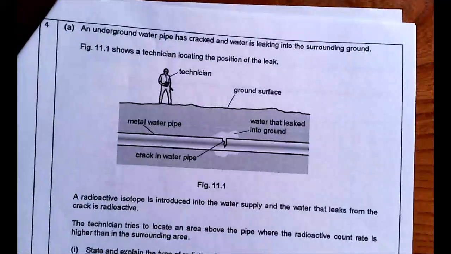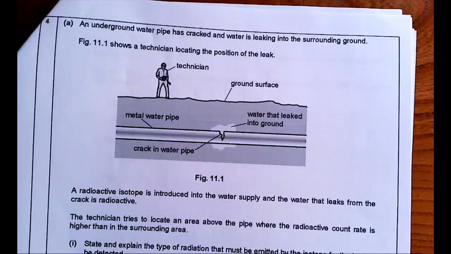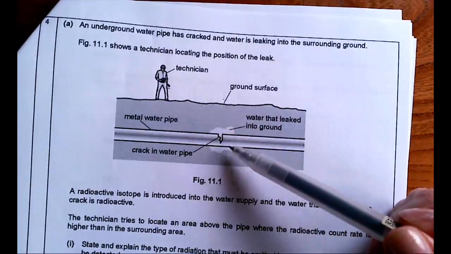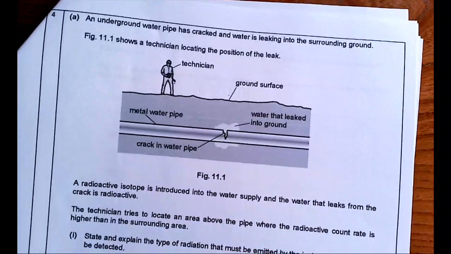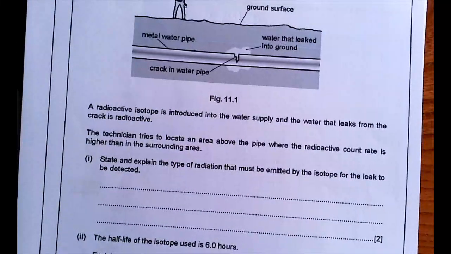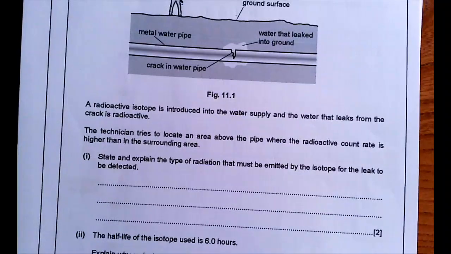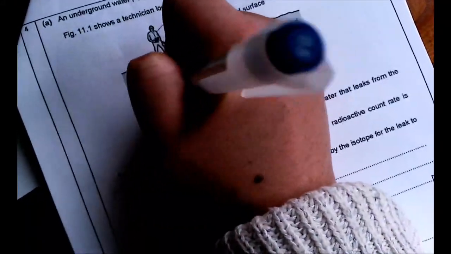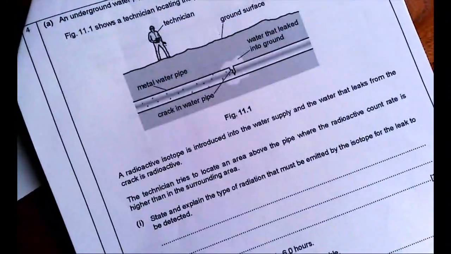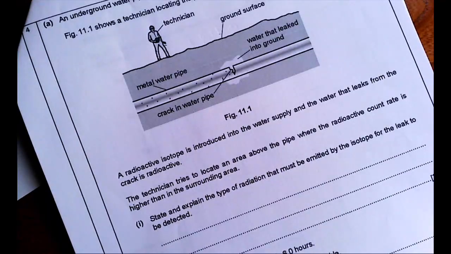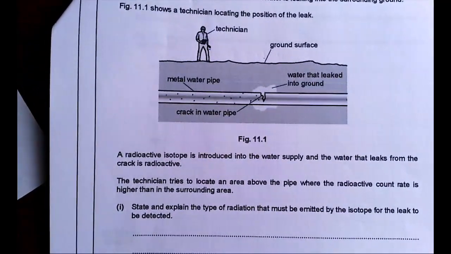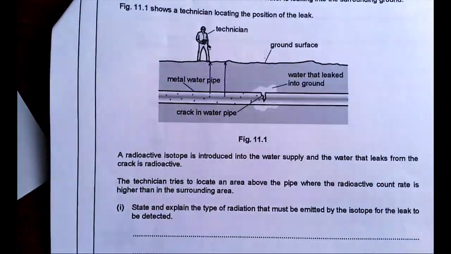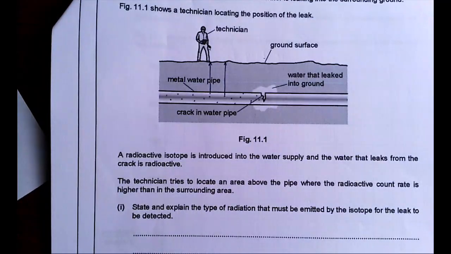Alright, so an underground water pipe has cracked and the water is leaking. You've got an image here. Here's the technician. He's on the top of the ground. He wants to know where the crack is, deep underground. So he adds a radioactive isotope into the water supply. Now remember, the water is travelling through this pipe. Okay, so I'm just going to add some dots to represent the water emitting radiation. And obviously the technician is trying to count that, so he's trying to see how much radiation comes through the ground to him.